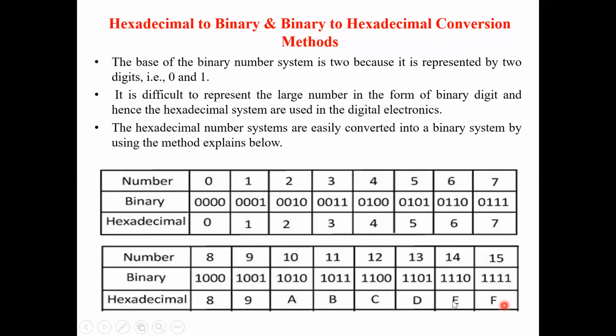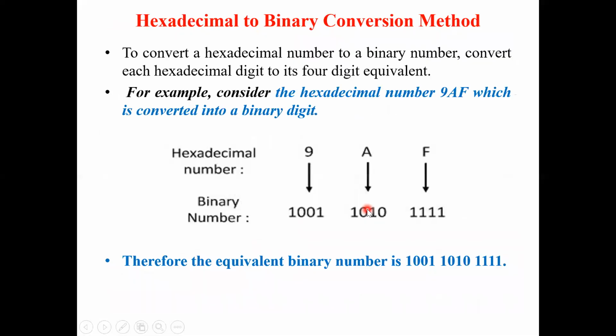C, D, E, and F. So F in microprocessor is 1, 1, 1, 1. In your decimal number system, it is 15. Okay, so the same thing, we will be using it over here.